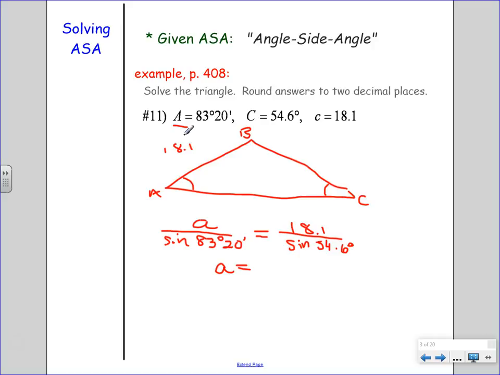Solve for A, but after we have A, we still need, what else are we missing? Oh, we need little b, but before we get little b, what else do we need? Big B. Alright, you guys just keep solving, you got this.